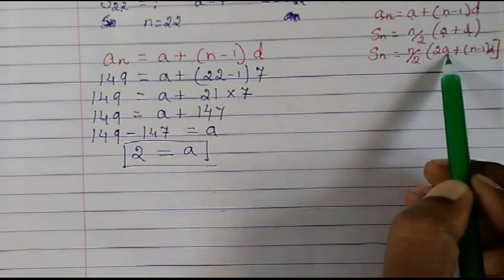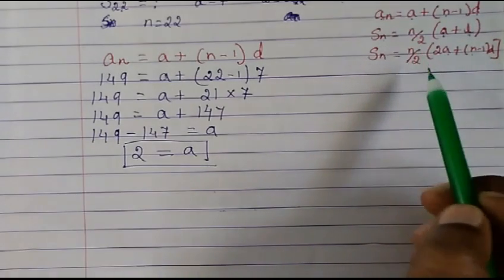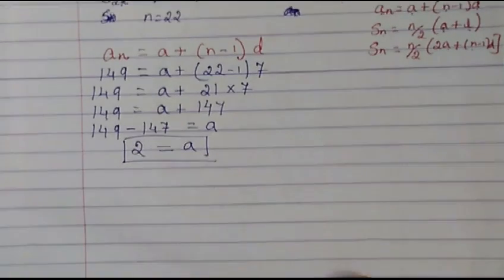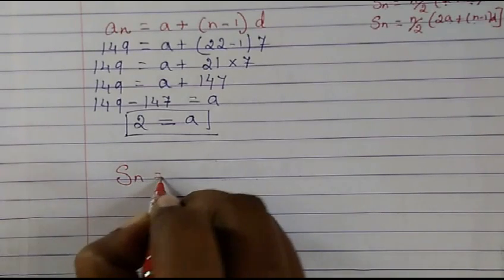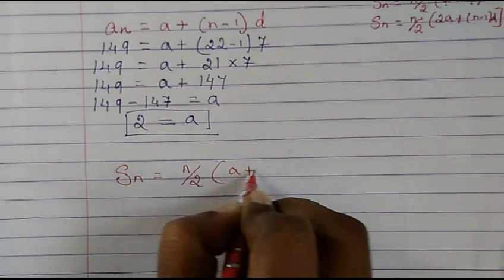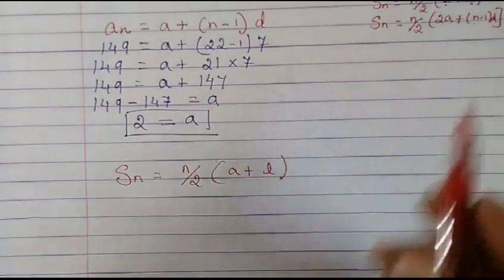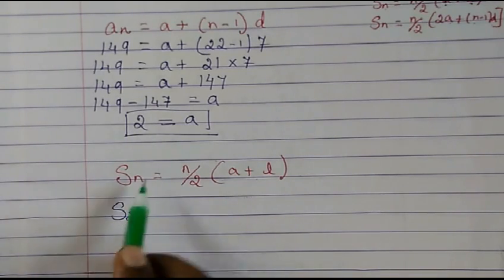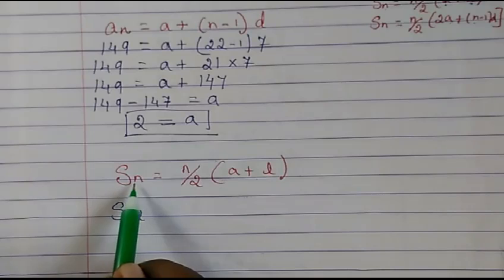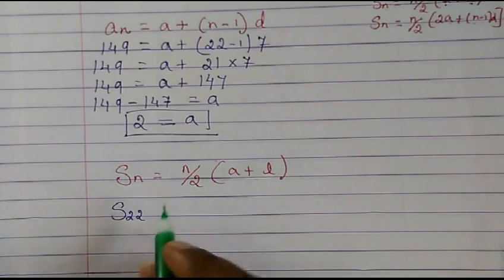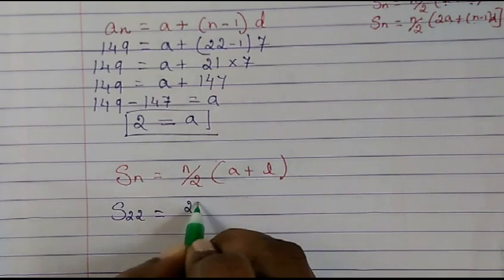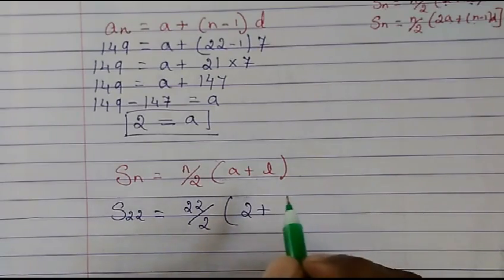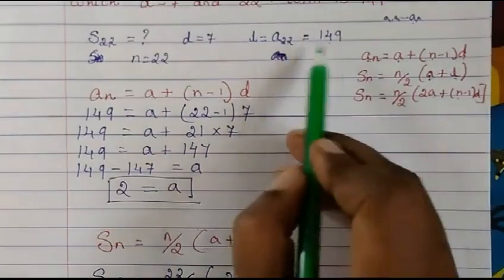Here also we know the A value, N value, D value. So any of these formulas you can use and find out the Sn value. Let's write down the formula. That is Sn equals N upon 2. You can use any formula. I'm just using the first formula. So Sn, the N value we know, that is 22. So sum of 22 terms we have to find out. N is 22, the first term we found out is 2, and the last term we know is 149.